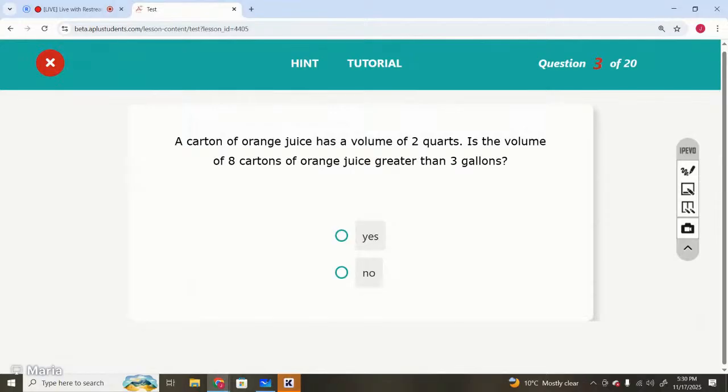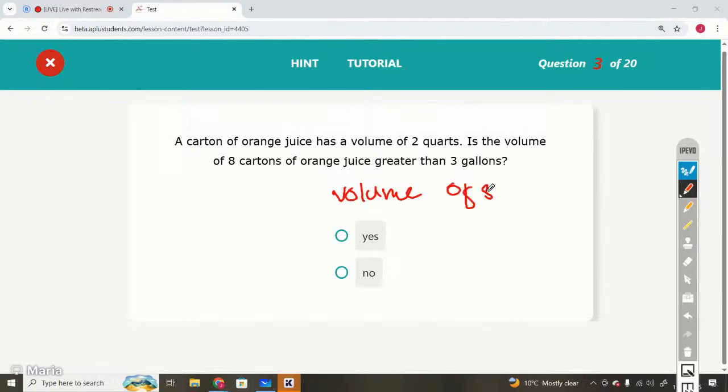A carton of orange juice has a volume of 2 quarts. Is the volume of 8 cartons of orange juice greater than 3 gallons? A carton of orange juice has a volume of 2 quarts, right? So the volume of 8 cartons is 8 times 2 equals 16 quarts.